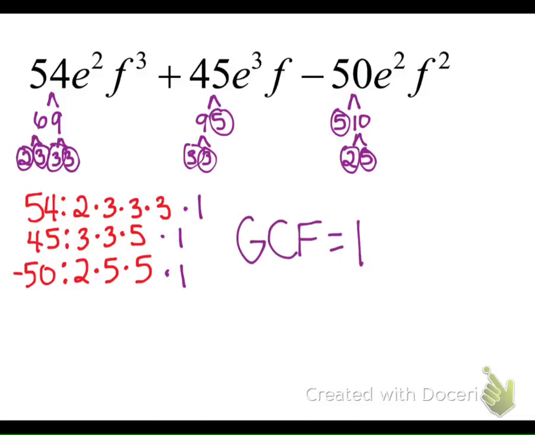And then go ahead and look at your variables. So I have e squared, e to the third, and e squared. What is the smallest number of e's that I have? E to the second. Very good. And then let's look at the f's. I have f to the third, f, and f squared. What is the smallest number of f's? Just f by itself, right?